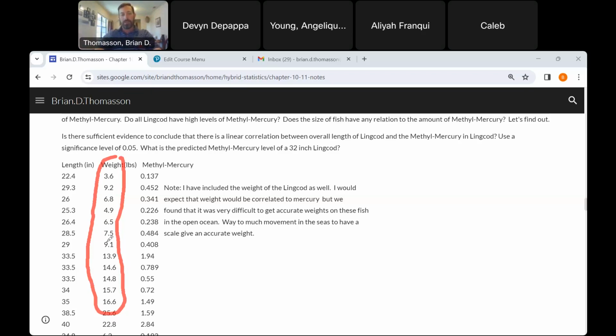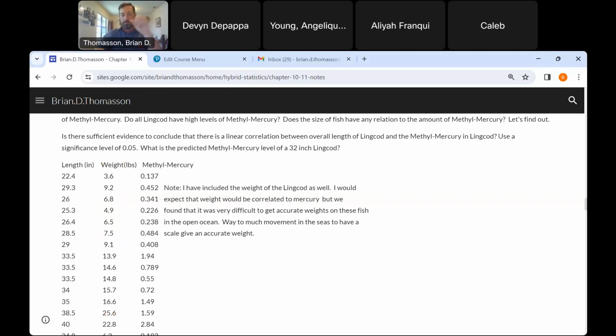So I know these weights are not accurate, so I don't want to use that to predict. The length is a lot easier to do because length doesn't change in a moving boat. So those are pretty accurate.